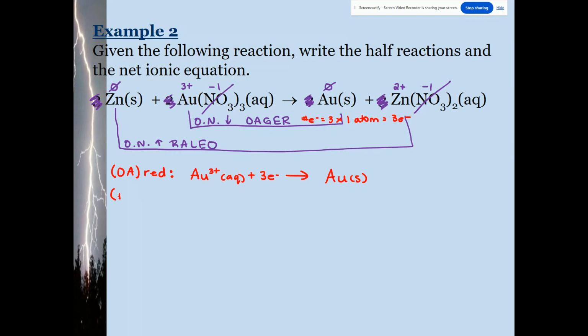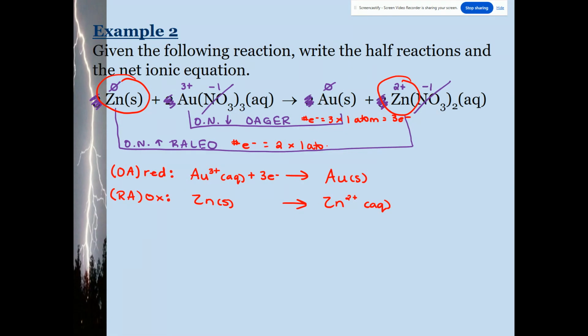Now my reducing agent, which is undergoing oxidation, is zinc. Zinc is starting as a solid metal, and it is turning into free dissociated zinc 2+ aqueous ions. Now the number of electrons for my zinc half reaction, zinc is starting as 0 and going to +2. So the change in oxidation number is 2. And again, if I look at this half reaction I have down here, there's 1 zinc on each side. Okay? We don't show those ones, but that means there's 1.